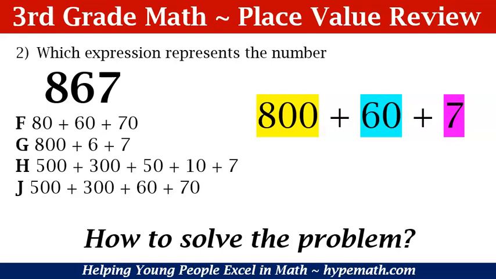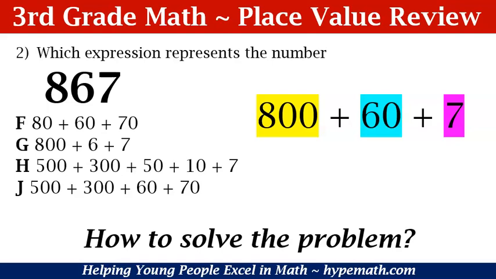What about H? Now, let's look at H, because what could happen, students would automatically say, no, Miss Jackson, this is not the correct answer because there is not a 5 in my number. But let's look at H and J a little bit closer. H is 500 plus 300. So what is 500 plus 300? The sum of 500 plus 300 is 800, right?